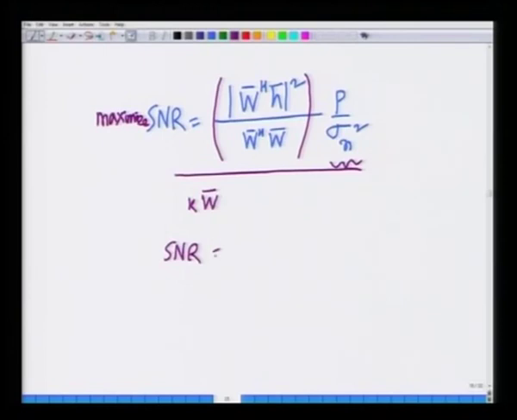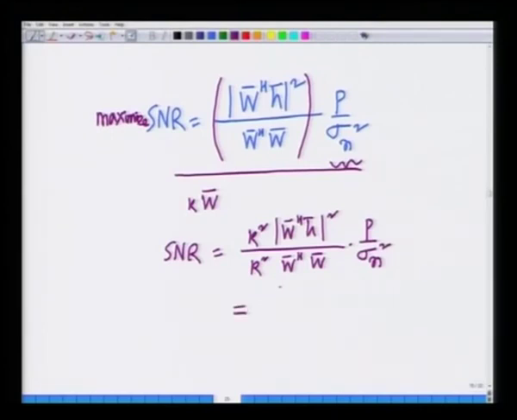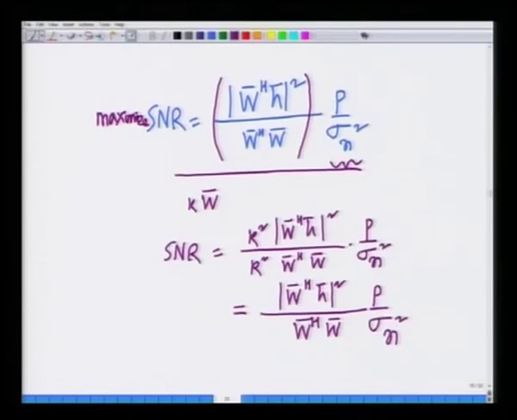So, what is happening? Someone gives me this optimal W bar, I scale that W bar by k, then the SNR is nothing but magnitude W bar Hermitian H bar square, which is k square times magnitude W bar Hermitian H bar square divided by k W bar Hermitian k W bar, which is also k square W bar Hermitian W bar into P over sigma n square, which is nothing but magnitude W bar Hermitian H bar square divided by W bar Hermitian W bar into P over sigma n square. So, what we have derived here is, if I scale the vector W bar by k, my SNR is still the same. That is because there is a k square in the numerator, there is also a k square in the denominator, and both of them cancel.